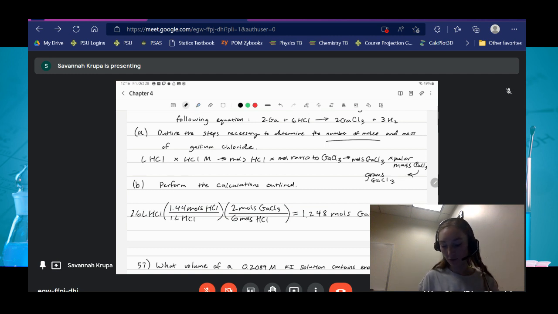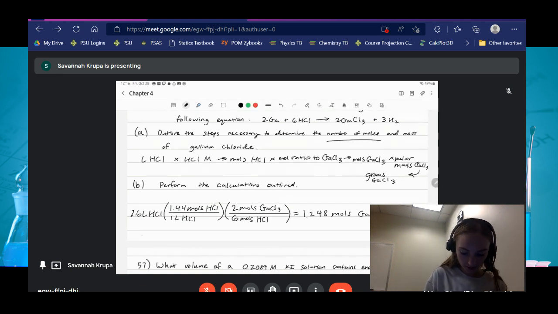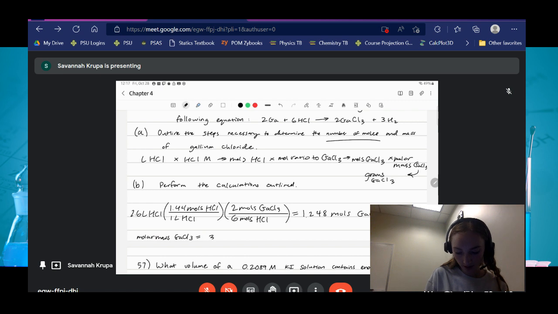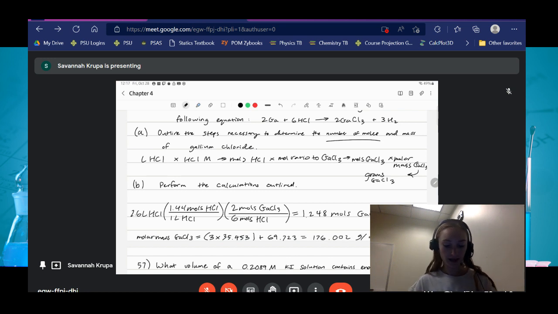And so now that we have moles of the gallium chloride, we can also use the molar mass of it. And the molar mass, I'll just write down here, molar mass of gallium chloride, it's multiplied out. So we have 3 chlorine, so 3 times 35.453. And then we have 1 gallium, so that's 69.723. And then adding that all together, we will have a molar mass of 176.002 grams per mole. So that's the molar mass of gallium chloride.